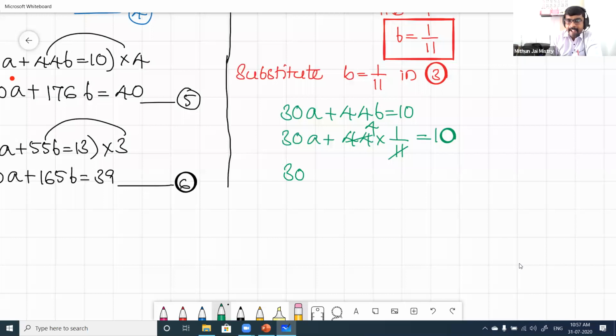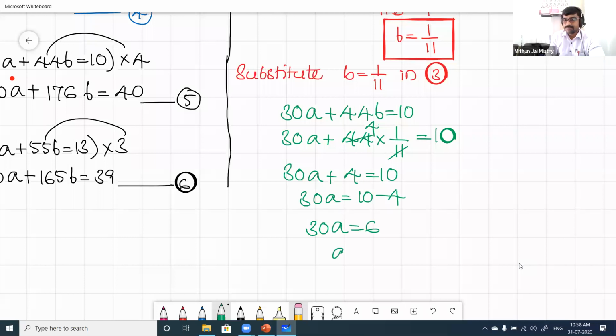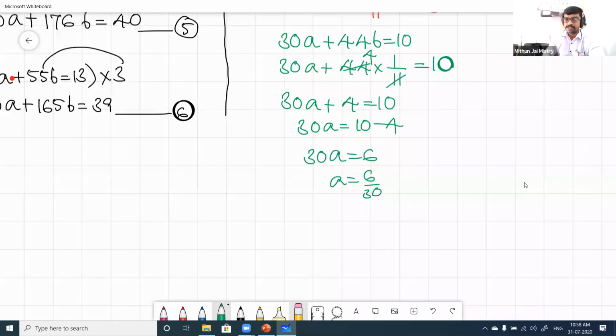We are getting 30a plus 4 ones are 4. So 30a plus 4 is equal to 10. That is 30a is equal to 10 minus 4. 10 minus 4 is 6, so 30a is equal to 6. That is a is equal to 6 by 30, that is a is equal to 1 by 5. 6 ones are 6, 5s are 30. So finally we are getting a as 1 by 5 here.